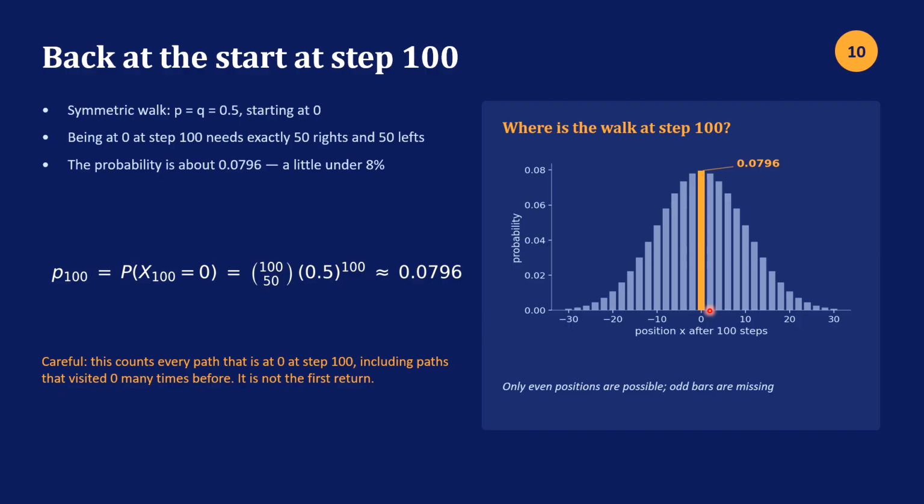And then I have a caution here. This is just the probability of being in state 0 after n steps. If you ask a different question, what's the probability of the first return to state 0 after a given number of steps? That's a different problem which we haven't solved yet, but we'll get to that eventually.